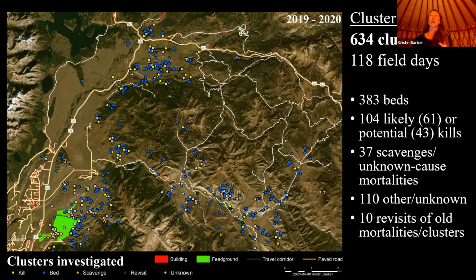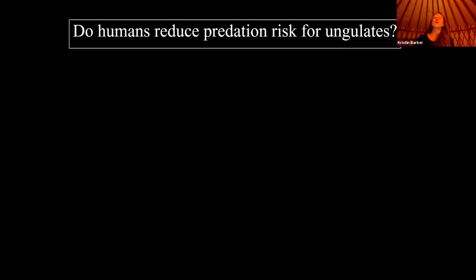And if we can build these more complex models, then we can compare how wolf use of the landscape differs to how wolf actual predation events differ around human-dominated areas. And when we find out whether humans are actually reducing the risk of predation for ungulates, for wolf prey, then we can continue to build on that.